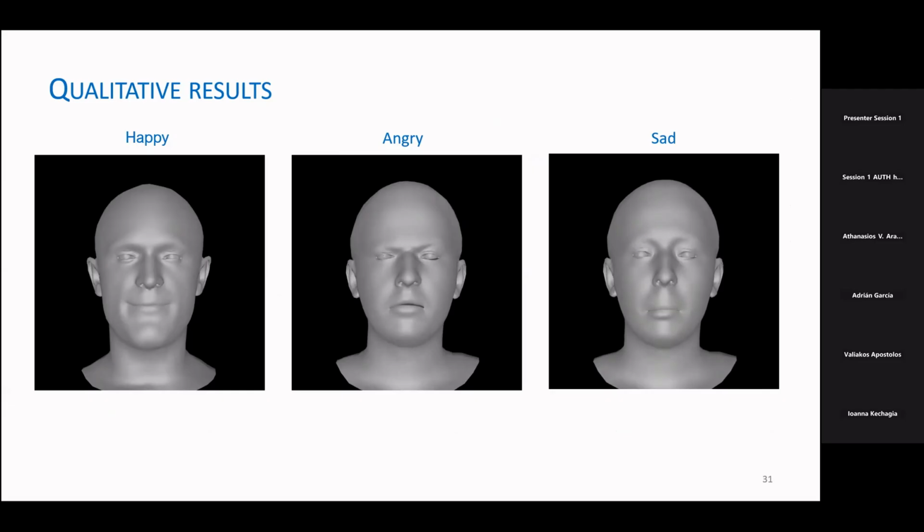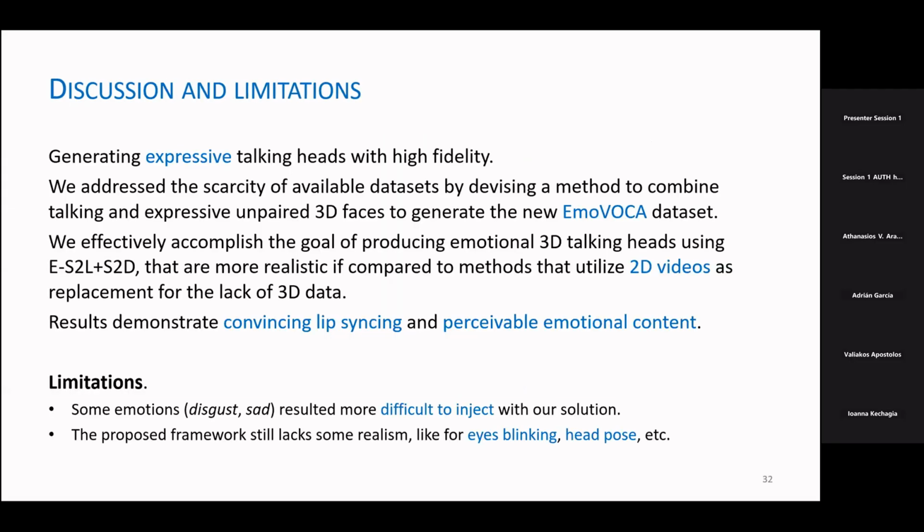So, of course, in this case, we have to say that the sentence actually doesn't change. So the emotion in the sentence is not present. The sentence is pronounced with a neutral emotion, and the system is trying to add the emotional part to the generated face. So, of course, the result is probably not perfect, but we can appreciate some emotional part in the happy, angry, and sad.